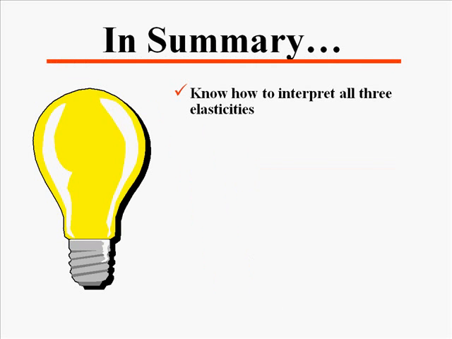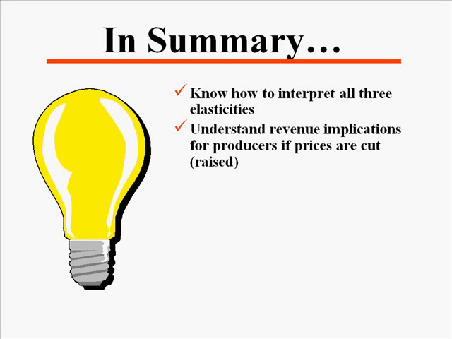Know how to interpret all three of the elasticities. So know how to utilize the formulas to come up with a percent change in quantity or the actual elasticity, own price, income, or cross-price elasticity, and then know what those answers mean. It's not good enough just to be able to come up with an answer, you've got to tell me what it means. Understand some revenue implications. This is really the most applicable part of elasticities. It's being able to know if I increase my price, is that going to net me more money? Or am I going to lose money if I decrease my price?